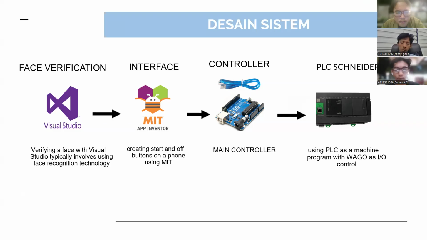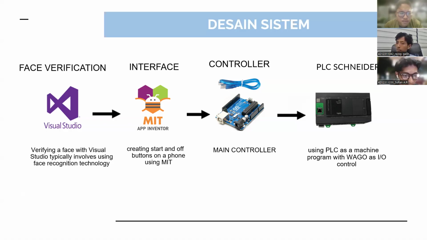Thank you for the time. In this slide, I will explain the system design. At first, verification. The system starts with face verification developed using Visual Studio. Face recognition technology is used to verify the user identity. Only authorized users are allowed to proceed to the next stage of the system.